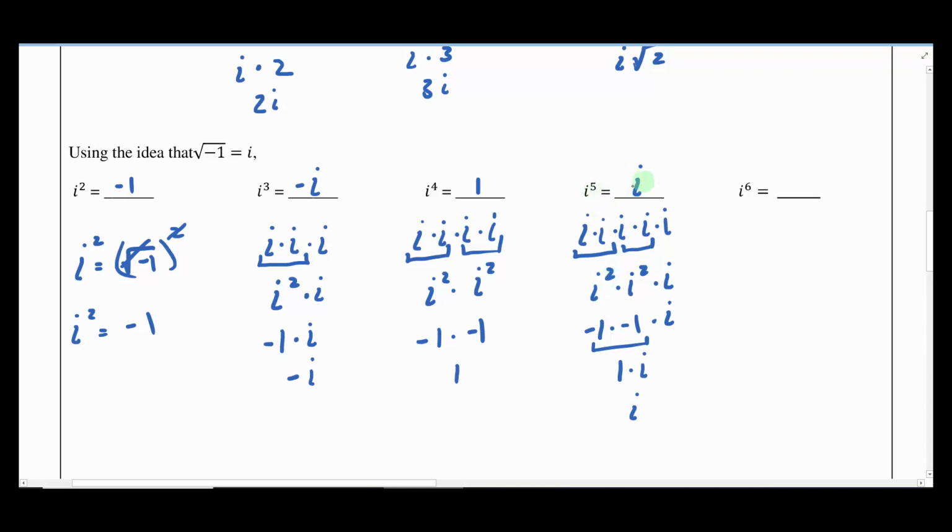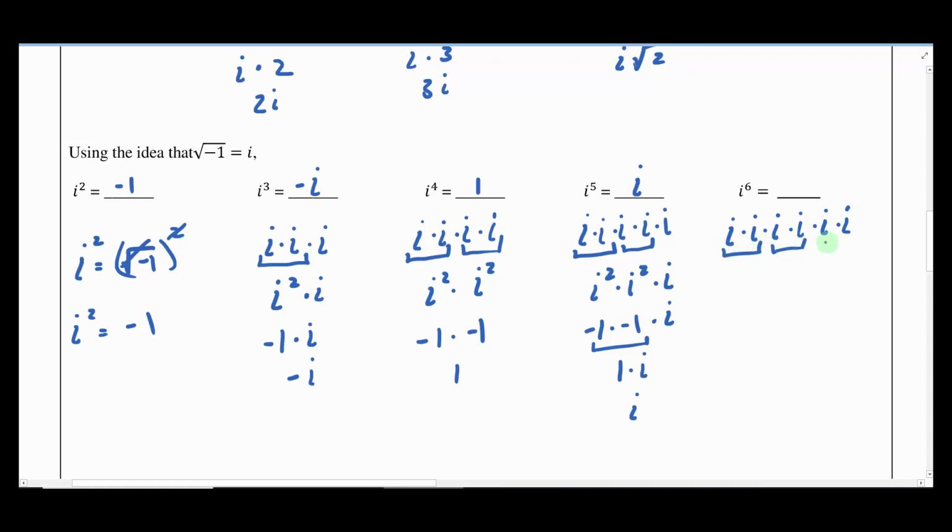Okay. So i to the fifth is the same thing as just a plain old i. It seems kind of weird. All right, let's do it one more time. We're going to do it for i to the sixth, right? So we would get 6 of these i's lined up being multiplied. There's 4, 5, 6, and then we'll group them up, right?